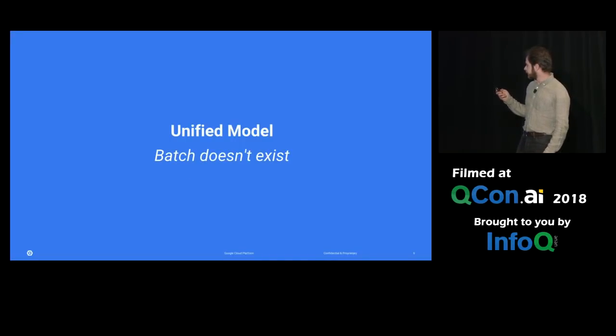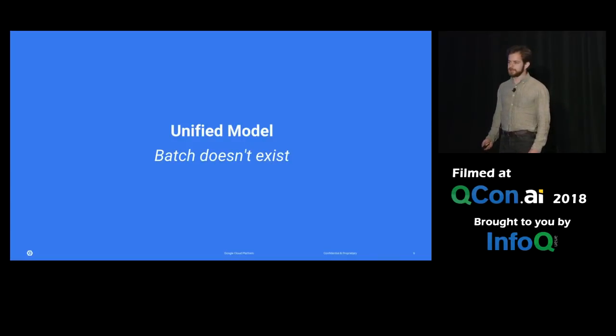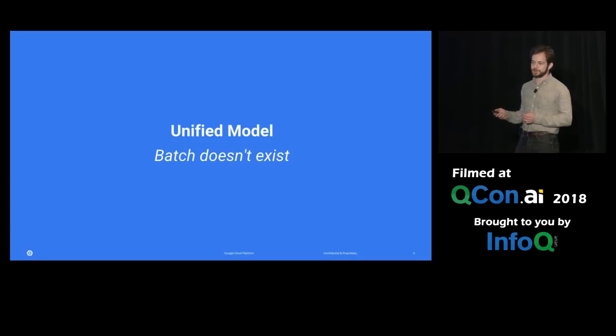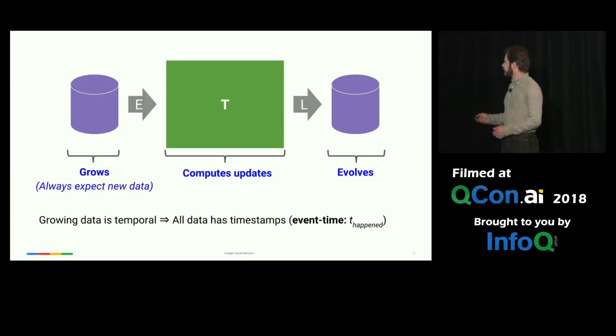First, the unified model. The premise behind the unified model is that batch processing doesn't really exist, meaning that when people do batch processing, it's practically always part of a higher level streaming workflow, so we might as well model it as such. I'm going to talk about just one aspect of the unified model that really needs clarification.